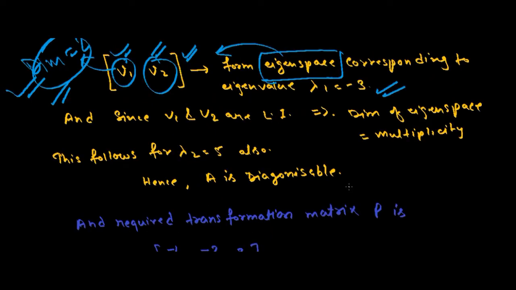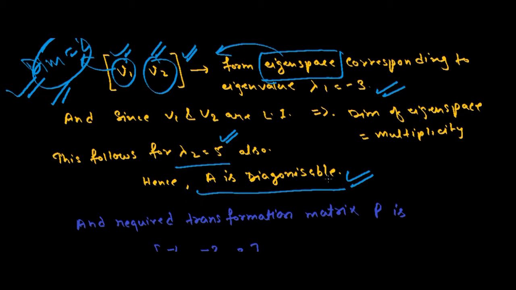Okay, and this also holds for lambda 2 equals 5, because there is only one vector and the algebraic multiplicity of lambda 2 equals 5 is also 1. So all the eigenvalues are satisfying the condition that is required for matrix A to be diagonalizable. So we can say that matrix A is diagonalizable.